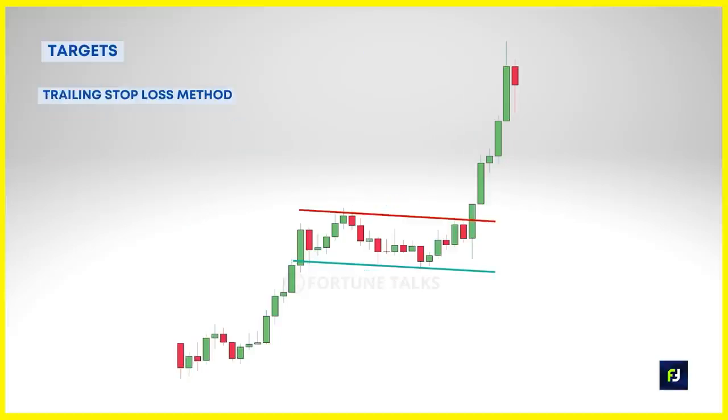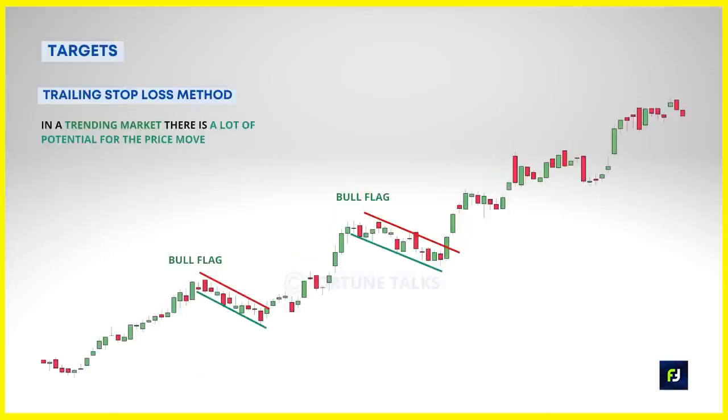An alternate method is to choose to trail your stop loss until the market takes you out of the trade. Why is this a better option? Think about this. The bull flag pattern usually appears in a strong trending market or just after it breaks out of a range. In such market conditions, there is a lot of potential for the trend to continue, and the only way to ride it is to trail your stop losses.